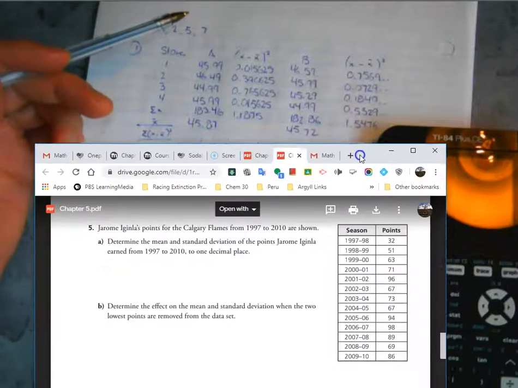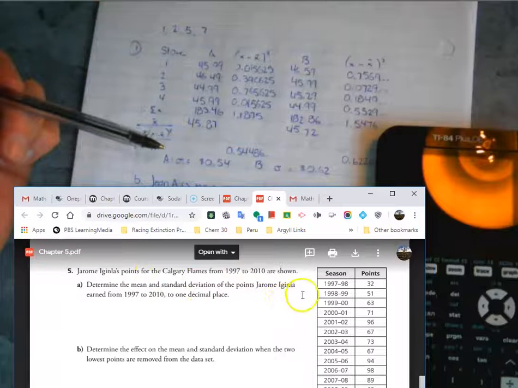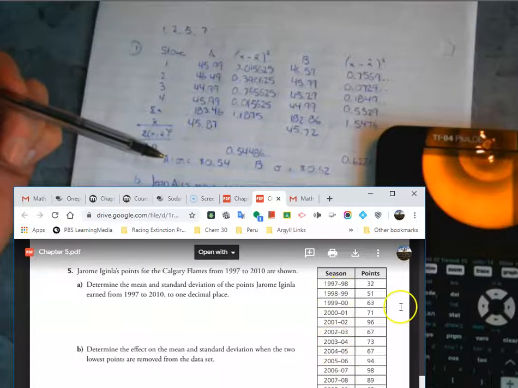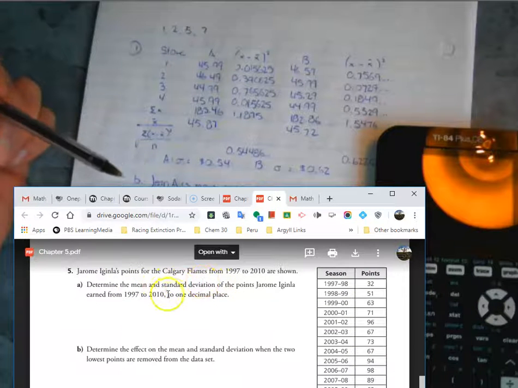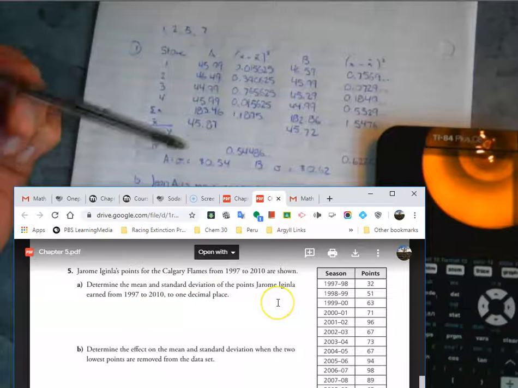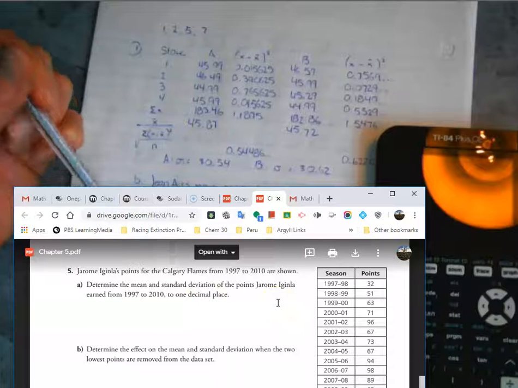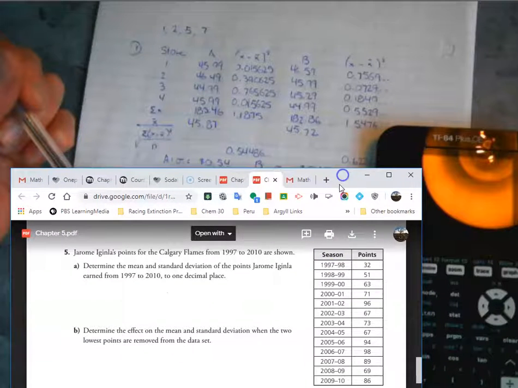So number 5 was asking about Jarome Iginla's points for the Calgary Flames. You're given a bunch of seasons and his points, and you're asked to determine the mean and standard deviation of the points that he earned from 1997 to 2010, to 1 decimal point.